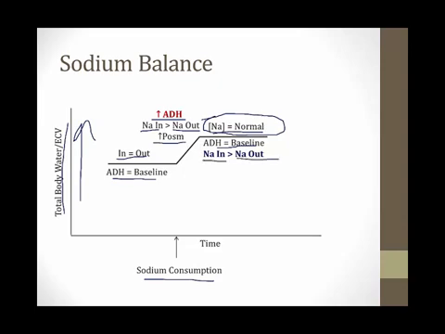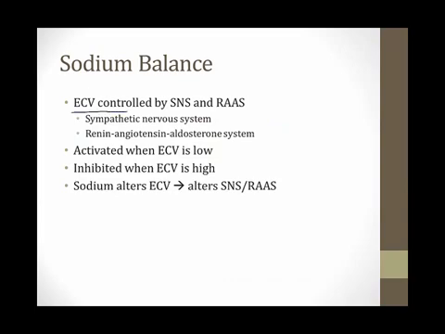So now what we need to do is talk about how the body fixes this problem, and that involves the renin-angiotensin system and the sympathetic nervous system. So your effective circulating volume is controlled by the sympathetic nervous system and the RAS system. These systems are activated when the ECV gets low, and they are inhibited when the ECV gets high. As you know, your ECV gets low in states of volume loss or hemorrhage, and that's what these systems are designed to protect us against.